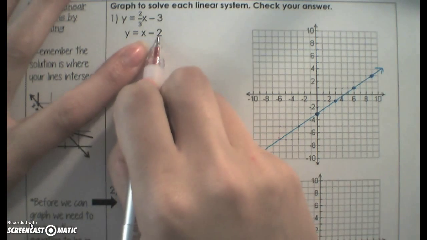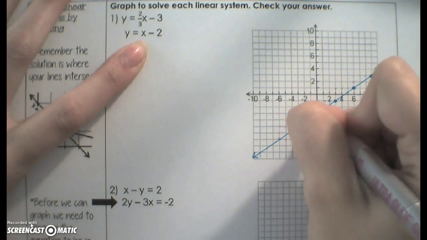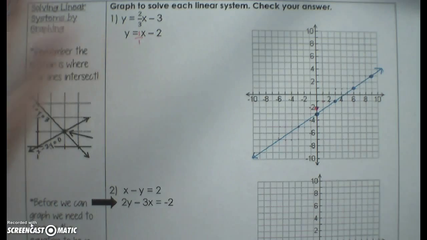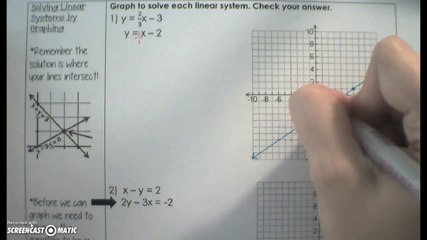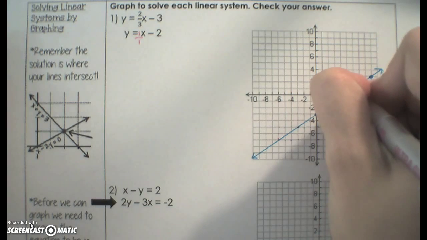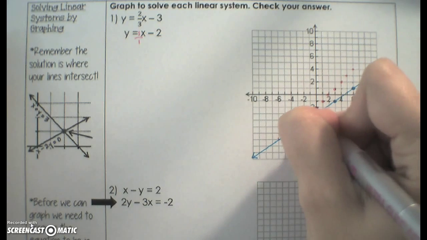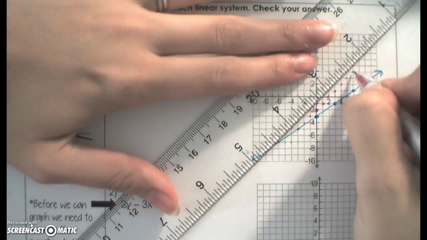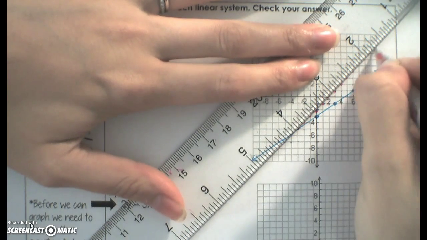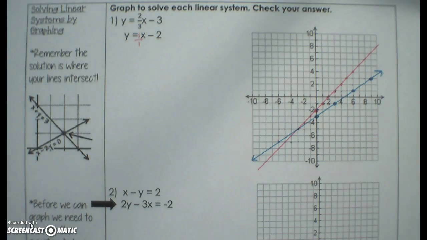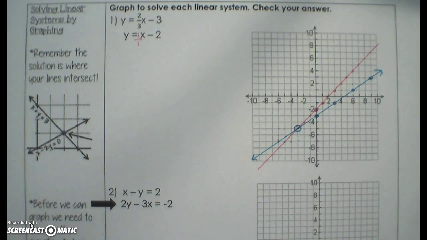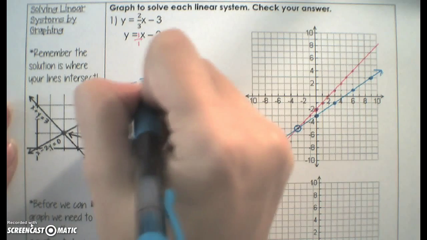Graphing the second line, start at -2, move up 1 over 1. When there's nothing here, we know it's a 1, and then 1 over 1 would be our slope. So up 1 over 1, up 1 over 1. Again, continue this line until you've got enough points, which is almost never enough. And now you can see that you are intersecting right there. And that coordinate is -3, -5.